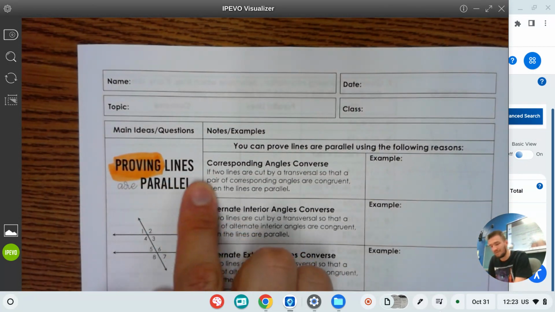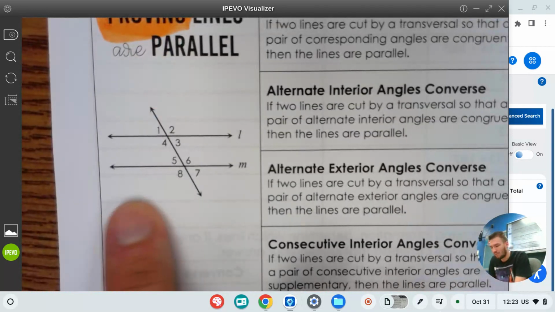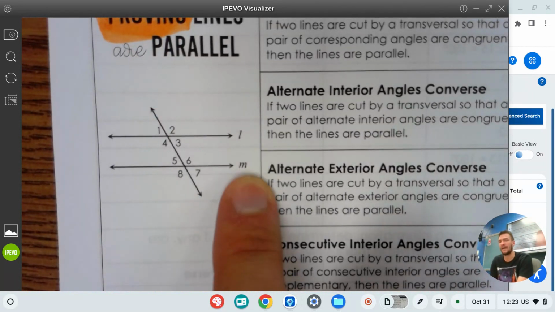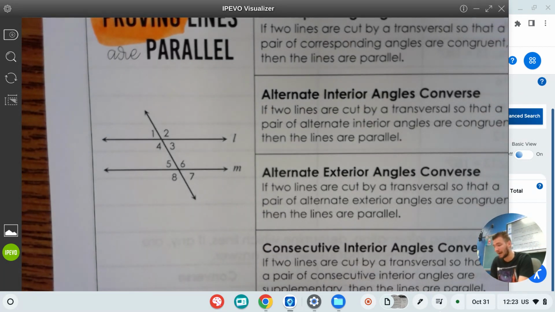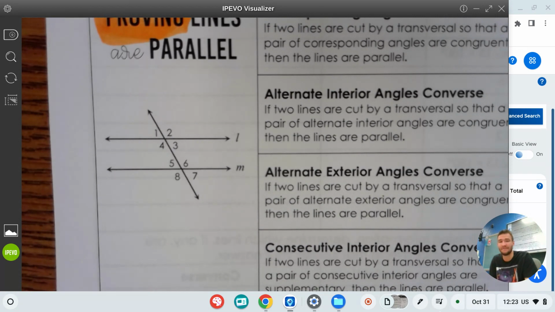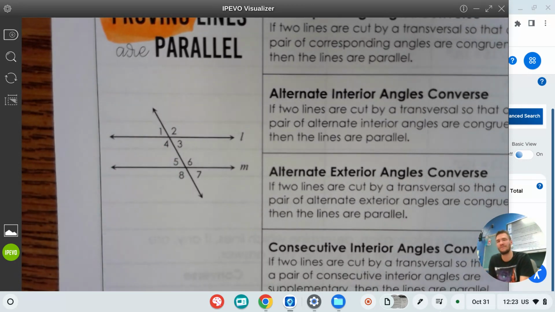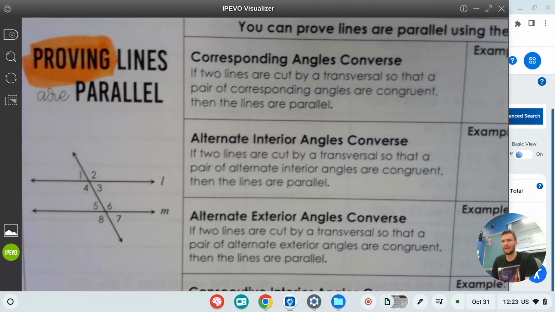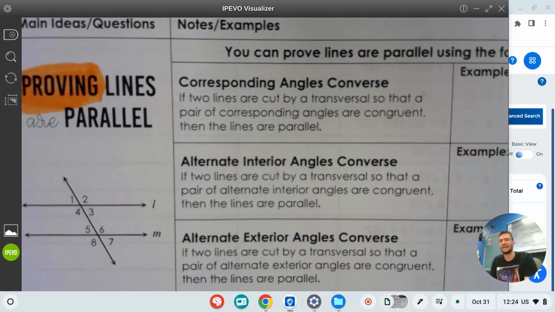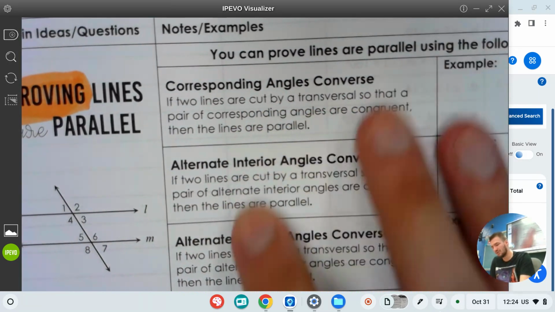We're talking about proving lines are parallel, okay? So if you look at our shape here, we do not know if L and M are parallel. They look parallel, they really do, but we do not have those symbols that remind us, right? If we had those little arrows here, then nothing would feel weird, but we don't have those arrows for sure. Now, what we're going to do is see if we can prove that these two lines are parallel using the things that we know.